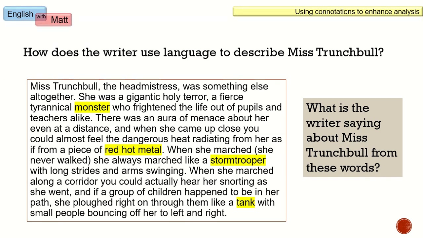She was a gigantic holy terror, a fierce tyrannical monster, who frightened the life out of pupils and teachers alike. There was an aura of menace about her, even at a distance, and when she came up close you could almost feel the dangerous heat radiating from her, as if from a piece of red-hot metal. When she marched, she never walked. She always marched like a stormtrooper, with long strides and arms swinging.